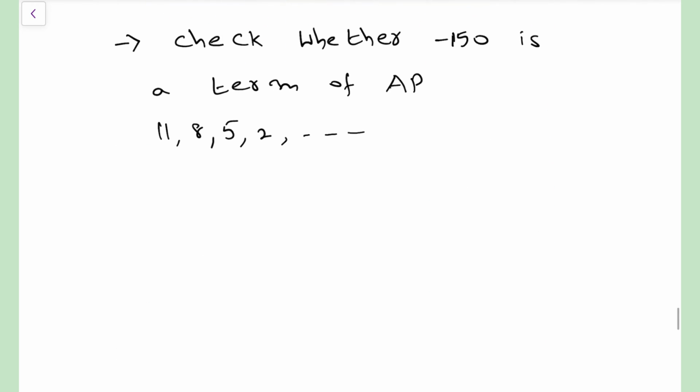Next, check whether minus 150 is a term of the AP 11, 8, 5, 2 and so on. So this given progression 11, 8, 5, 2, if we extend it like that, is there any chance that we will get this number minus 150 or not? For this kind of question also, same formula, nth term an equals a plus n minus 1 into d. Which number they are asking, that we need to replace with an.